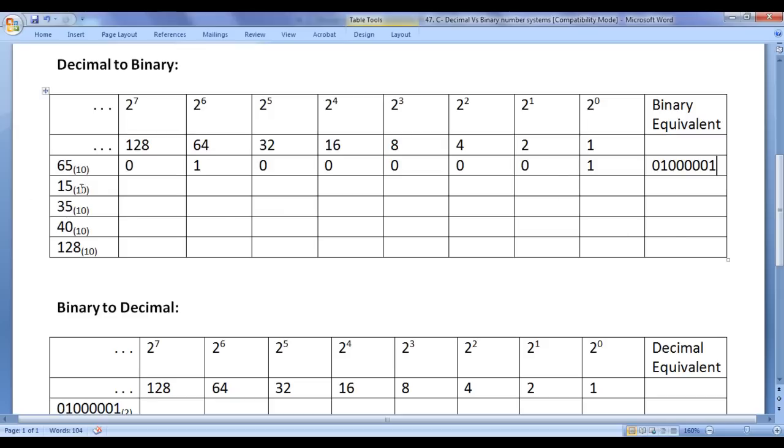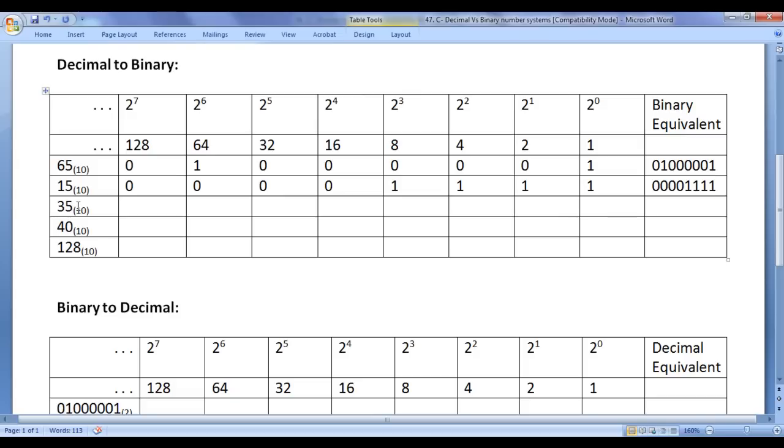Let's convert 15 to binary equivalent number. If we add 8 plus 2, we get 10. 10 plus 4, 14. 14 plus 1, we get 15. So underneath 1, I write 1. Underneath 2, I write 1. Underneath 4, I write 1. Underneath 8, I write 1. Remaining places, I put 0, 0, 0, 0. So 0, 0, 0, 0, 1, 1, 1, 1 indicates 15 in binary number system.